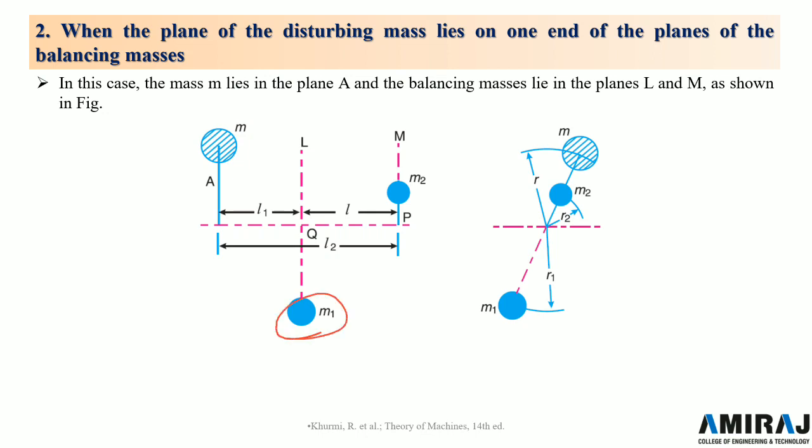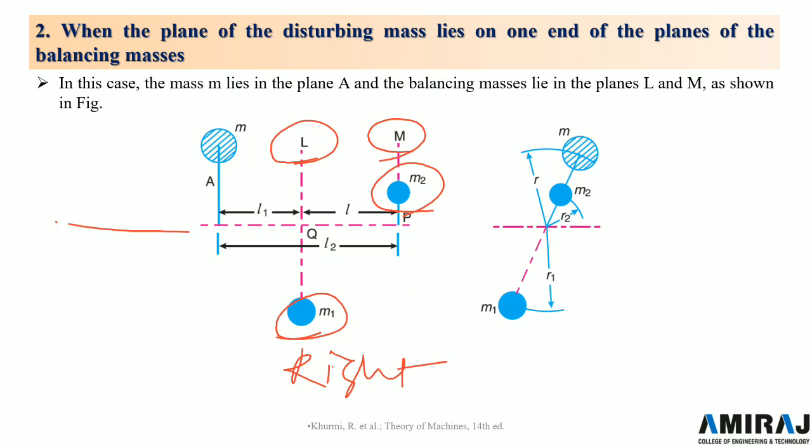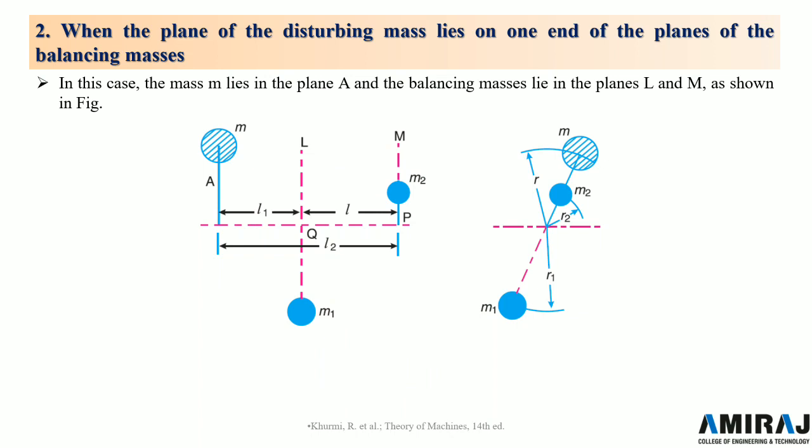First one is m1 and m2 mass. So they are on the one side, that are the two planes L and M, and are on the one side. Here it is on the right side. It may be on the left side as well, but here both the balancing masses are taken on the right side. From this side view, we will get it in this way. They are mounted on the shaft. So we have to find first of all the centrifugal forces.